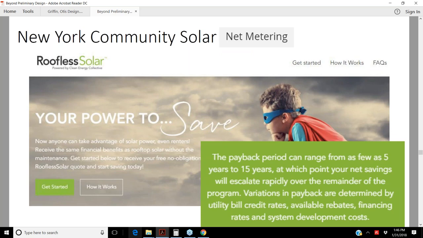And the same company does community solar in New York, where you actually buy into the array and get a credit on your bill, which may be less than a net metered credit, but the utility is applying that credit directly on your bill and agreeing to play ball because the other option would cost them more money.